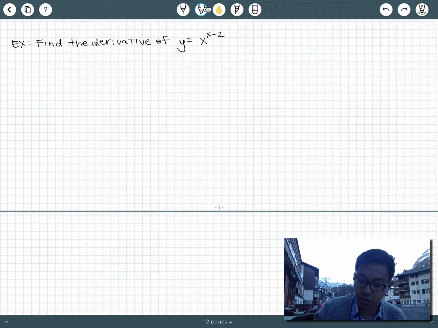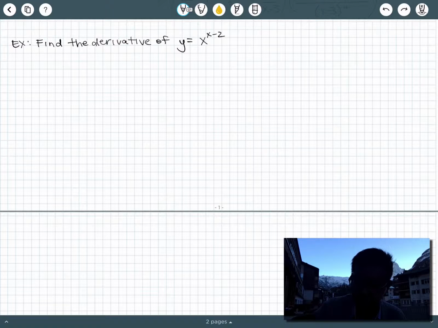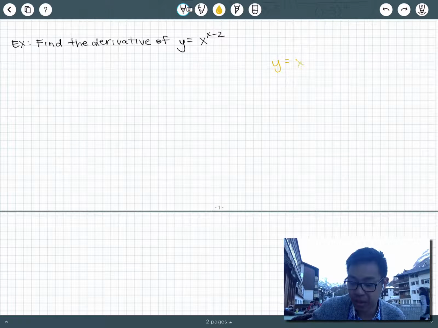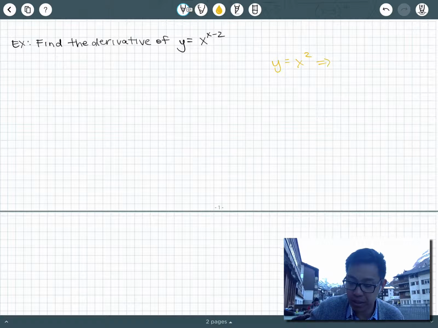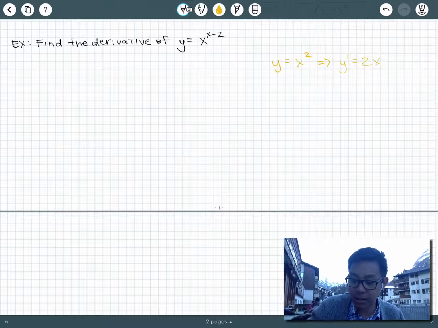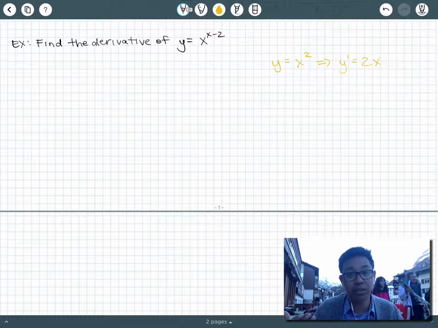So far what you've done is, you know how to take the derivative of, say, y is equal to x squared, right? You know that the derivative of this, y prime, is 2x. So that is a power. That's when the x is in the base and the exponent is a number.